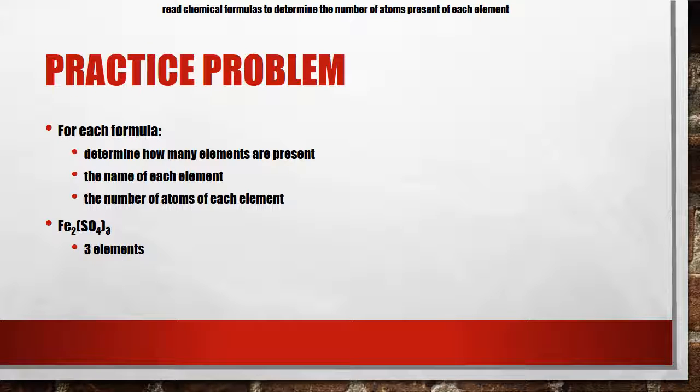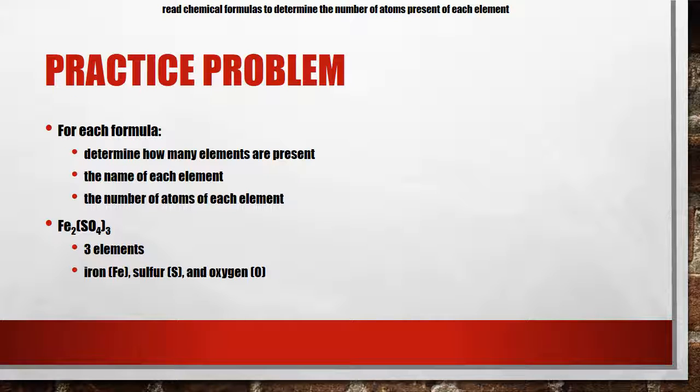All right, hopefully you've arrived at these answers. There are 3 elements here. I see 3 symbols. I see Fe. Again, notice that e is lowercase, so that is all one symbol. I see S, and I see O. Those 3 elements are iron, which is Fe, sulfur, which is S, and oxygen, which is O.